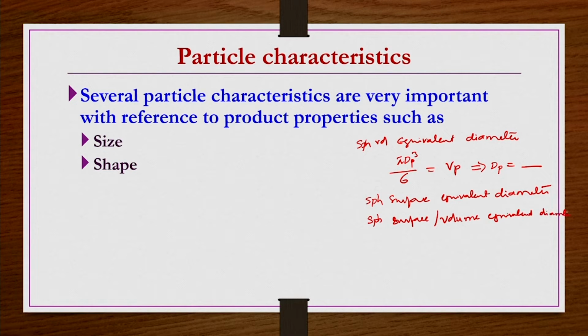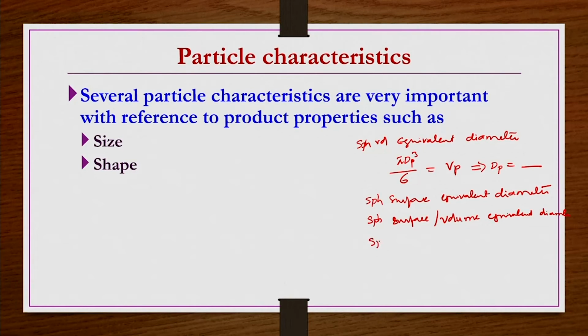So, here what can we do? We can take an irregular particle, measure the surface of that irregular particle, measure the volume of that irregular particle, then take the ratio, the surface area of the particle divided by the volume of that irregular particle. This ratio you equate to the surface to volume ratio of a spherical particle whose surface to volume ratio is the same as the surface to volume ratio of the irregular particle. From there, whatever dp you get is the sphere surface to volume ratio equivalent diameter.